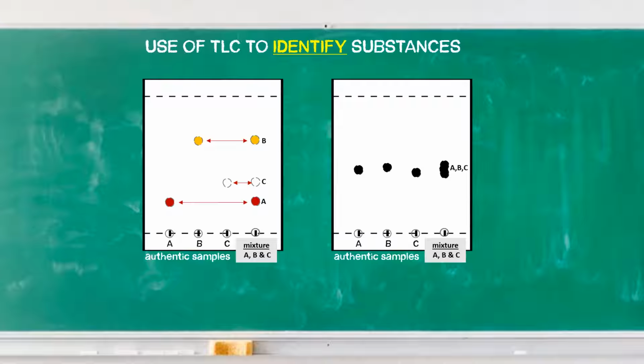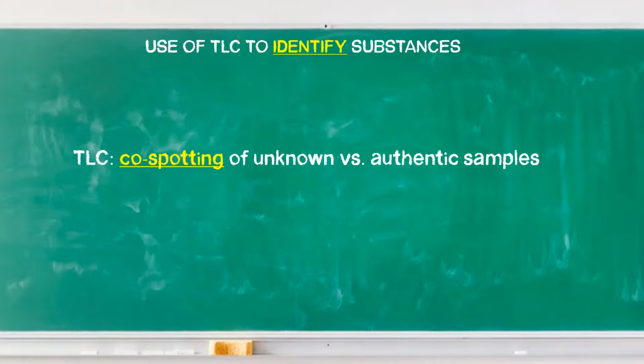But what if the components in a mixture had only slightly different RF values, and they also had the same visualization characteristics? Is it at all possible to identify components in the mixture by TLC comparison versus authentic samples of compounds thought to be present in the mixture? In some cases, yes, using a technique called TLC co-spotting. What follows are illustrations of why and how this technique could be used.